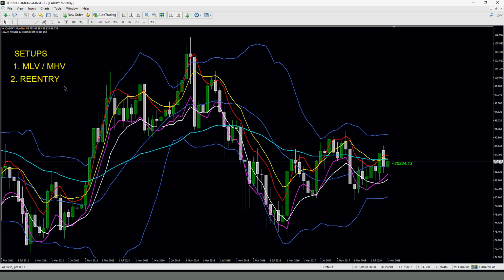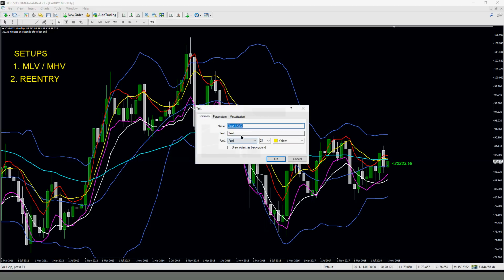This is one thing that you should understand, that the setups are the points of entry. So I'm not going to talk about MHV entries or MLV entries, but more specifically about the re-entries. Based on my own understanding, there are 3 types of re-entries.